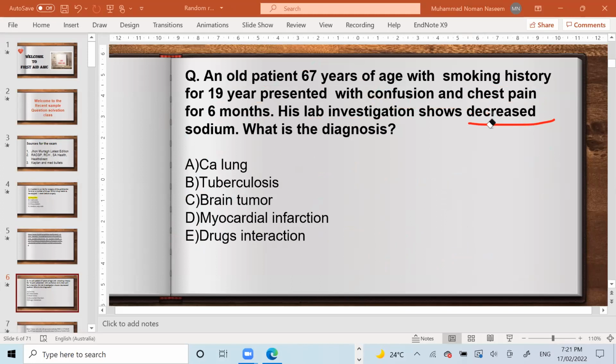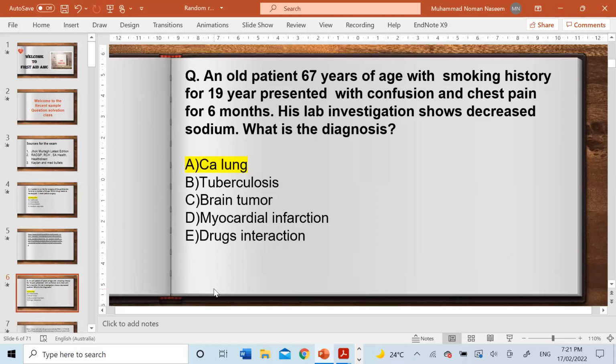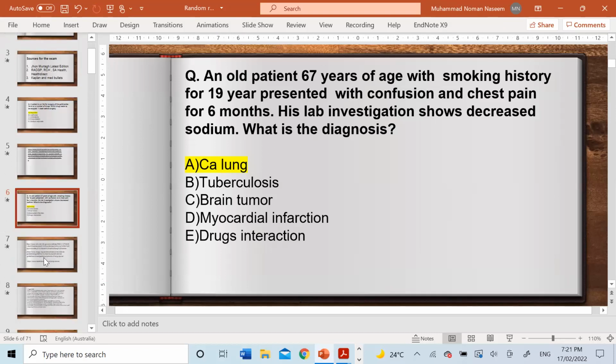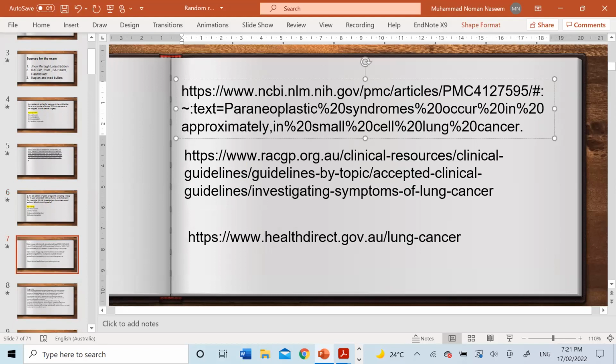Any query, guys, on this question? So you need to correlate the age, the risk factors, the signs and symptoms, and the lab investigation. Once you have gotten a good basis of every topic, this will not be a big problem for you guys. All right. So these are the links. Let's look over here.